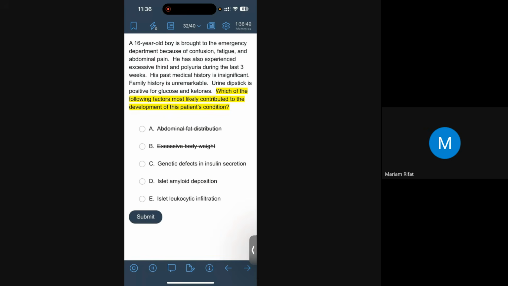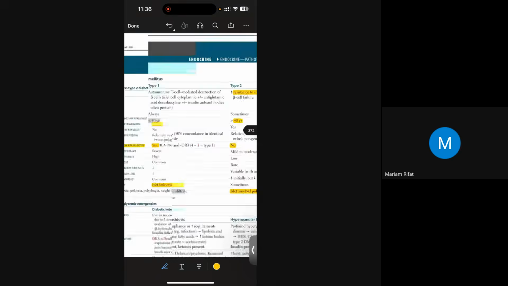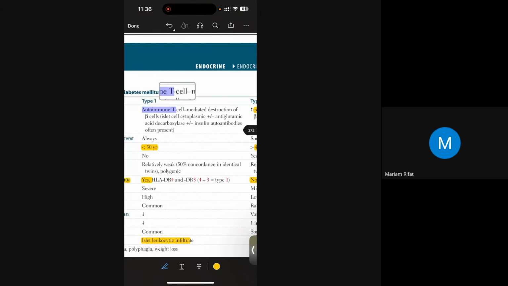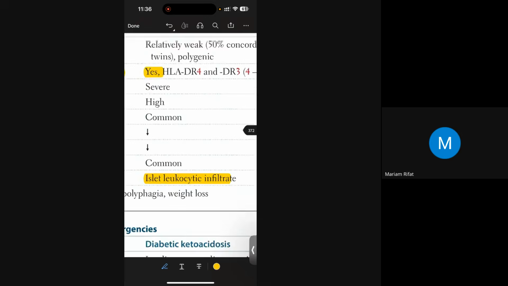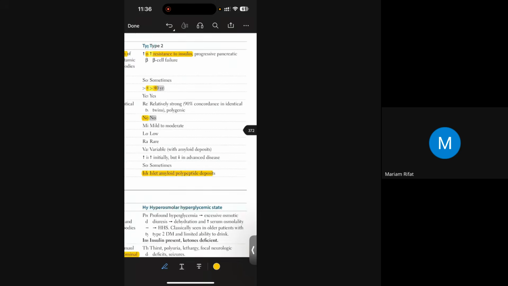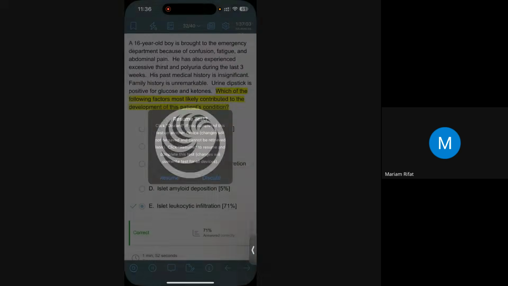E. Because we know that type 1 is autoimmune, right? And for autoimmunity to develop, some kind of WBCs are going to be involved. In type 1, it is autoimmune T cell mediated destruction. On histology, you are going to see islet leukocytic infiltrate in type 1, and in type 2, islet amyloid polypeptide deposits. Remember this difference.